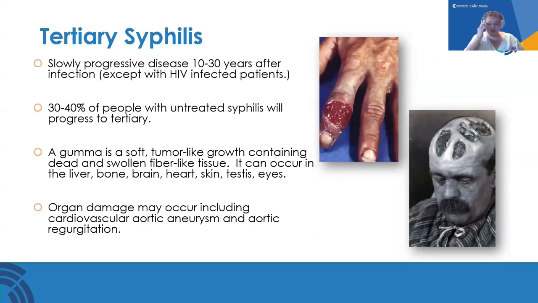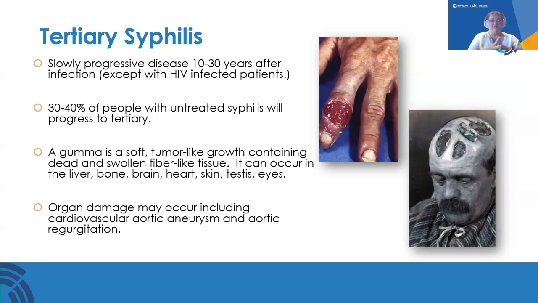Tertiary in this country is pretty rare, but it can happen, and it happened a lot more before we had the ability to treat with penicillin. It is a slow progressive disease. It happens over 10 to 30 years of having the infection, except when you have HIV. Because you're immunocompromised, the syphilis infection can go much quicker throughout the body. 30 to 40% of people with untreated syphilis will progress to tertiary. So not everybody will have the final stage of tertiary.